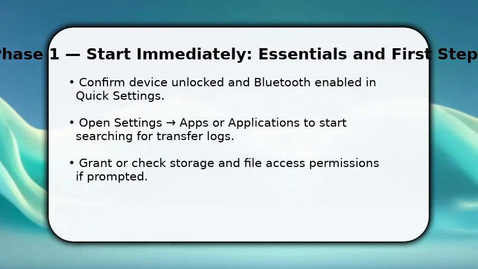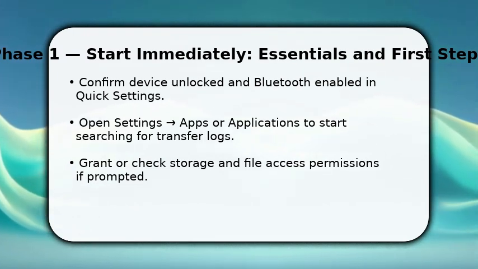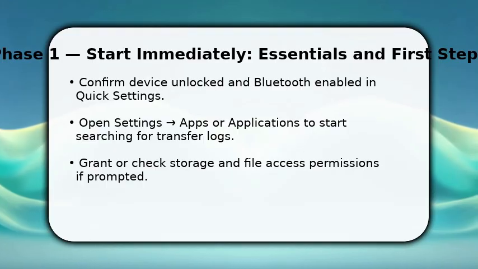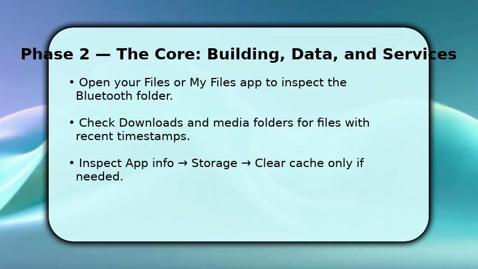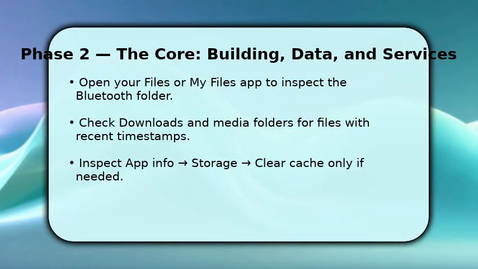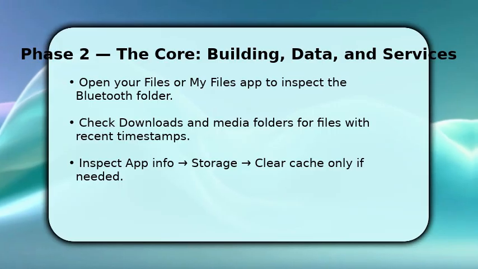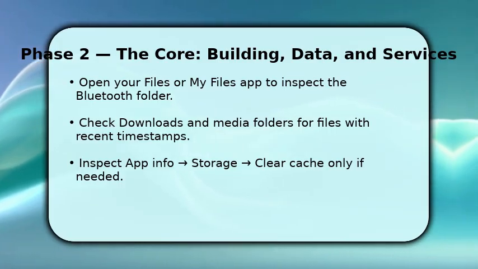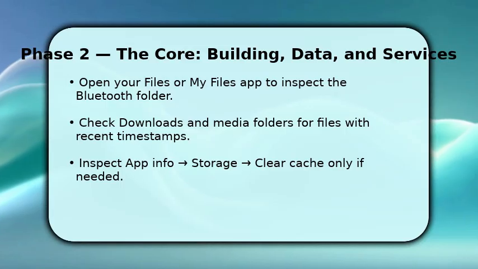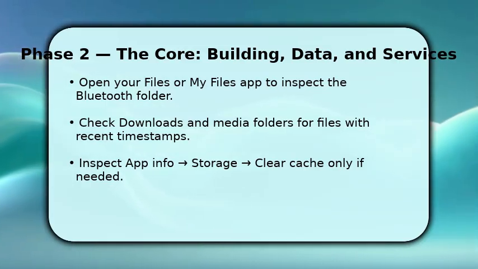Tap Search inside Settings and type Bluetooth or Files to jump directly. Now you look inside Files or My Files, navigate to Internal Storage, then the Bluetooth folder. Transferred files usually appear there with timestamps so you can identify when they arrived. Next, inspect Downloads and Pictures folders because some devices route transfers there.